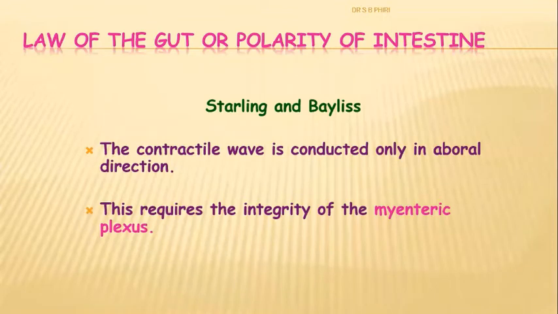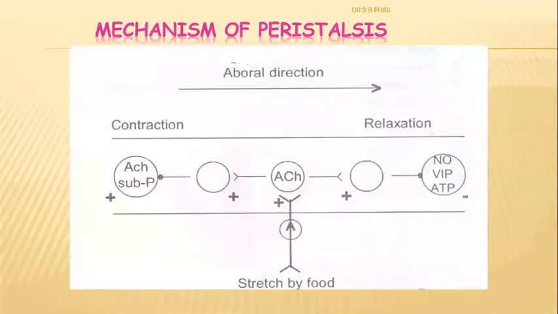These are the Starling and Bayliss law. These are just like laws that are governing peristalsis, or that will try to explain peristalsis. What you need to understand here is that the movement is just towards the anus. So it's in the aboral direction. Then it requires the integrity of the enteric plexus because it's the one that is controlling the GIT. Okay. So in this diagram, I'm including the neurotransmitters that are involved in the connection.